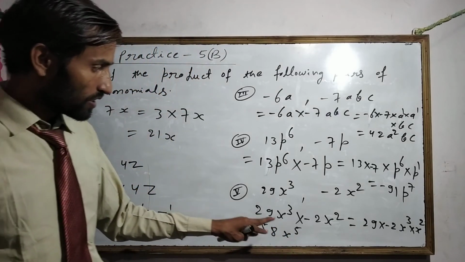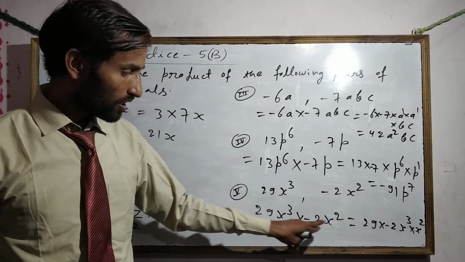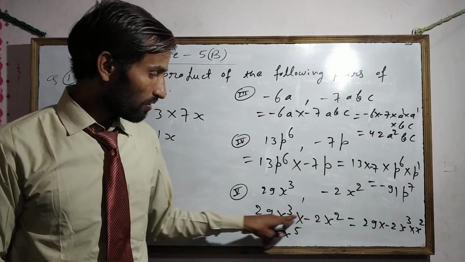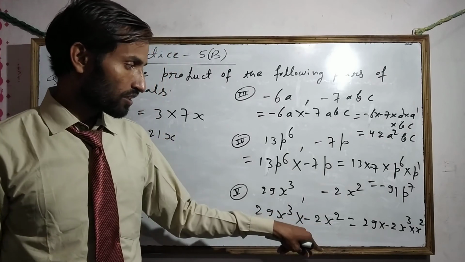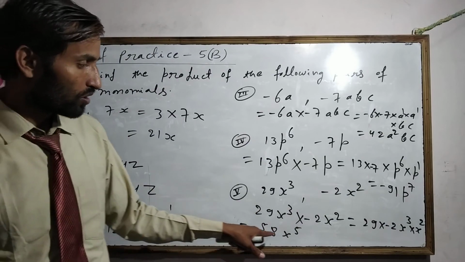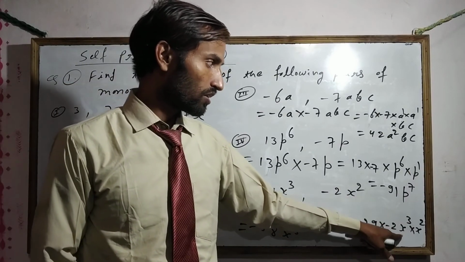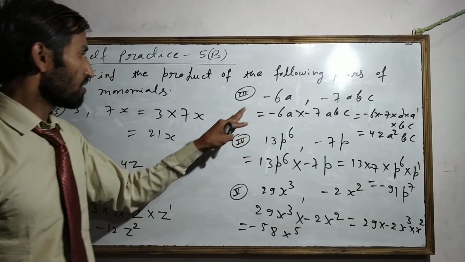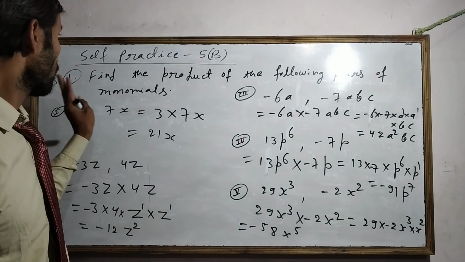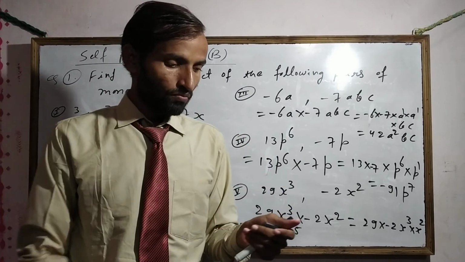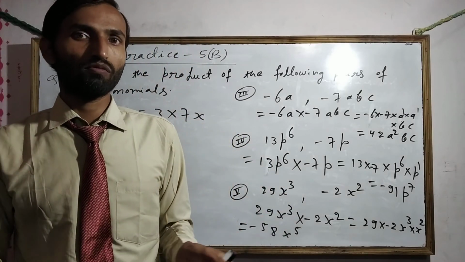Likewise, whatever variable is given here, the variable is the same and the power is different and multiplication is given, so we have to add both the powers because it is the same base. If the base is the same, then we add the powers in multiplication. Follow the same method in the exercise, whatever is given in the question. Same in the exercise, self practice 5B.